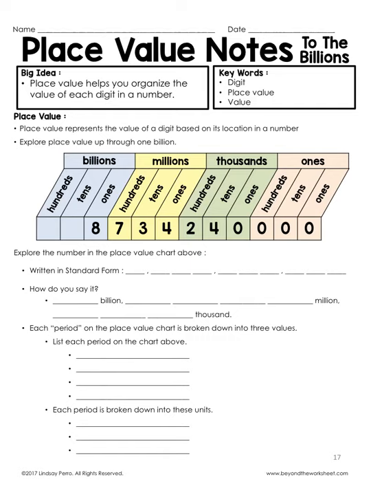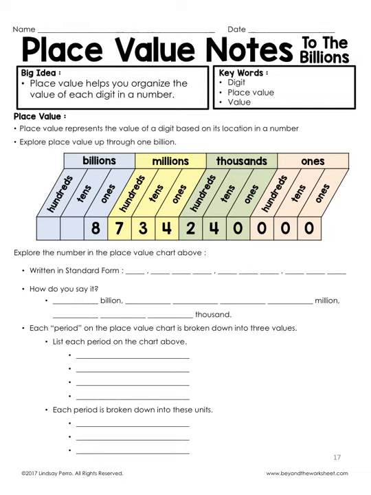Okay, so we're going to be talking about place value. We're going to start out talking about to the billions, so we're going to stay in front of the decimal point for now. The big thing is place value just helps you organize the value of each digit in a number. So keywords here are digit, place value, and value.